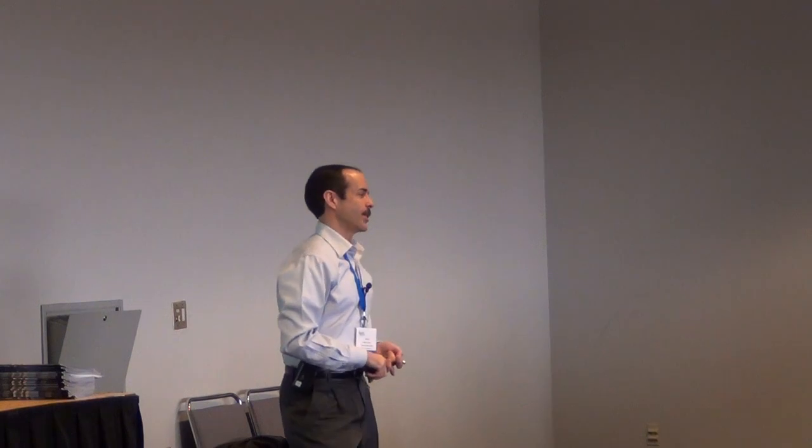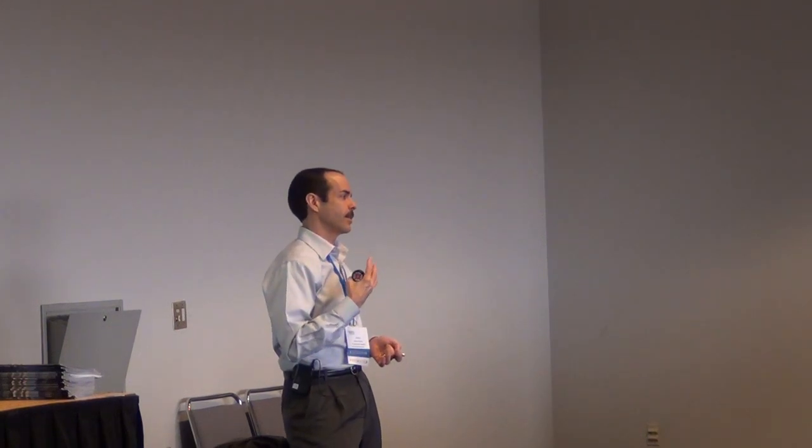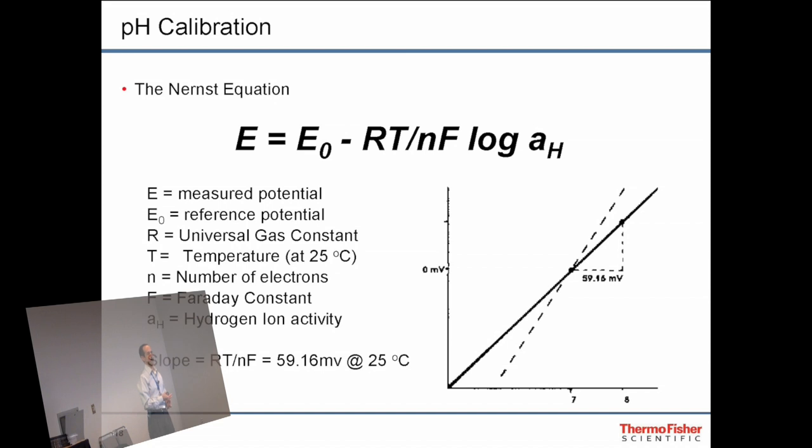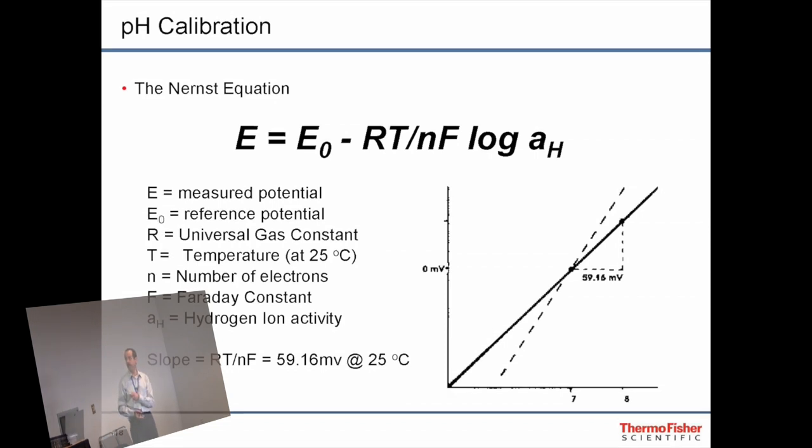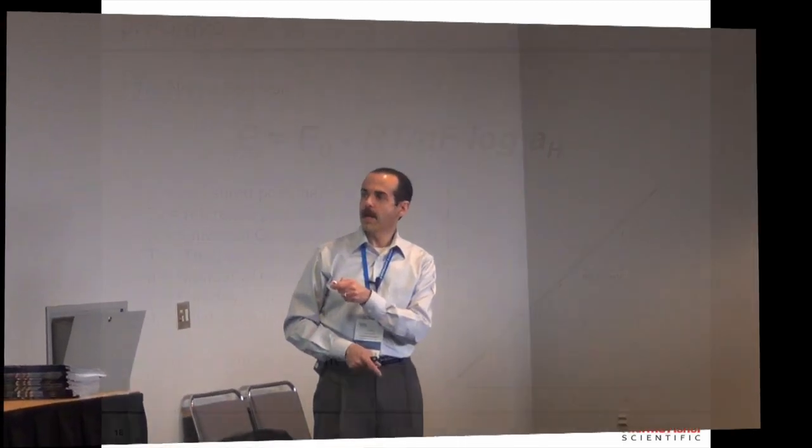So the Nernst equation. The Nernst equation is what governs calibrations for pH. The Nernst equation is this up here, and all it really is is what we've talked about already. We've talked about measuring hydrogen ions, and the fact that it's a logarithmic scale. We talked about the fact that there's a reference electrode, and that reference electrode should have a very stable voltage. That's the E0, the reference potential. We're measuring a voltage from the electrode. The rest of it are constants that are right here.